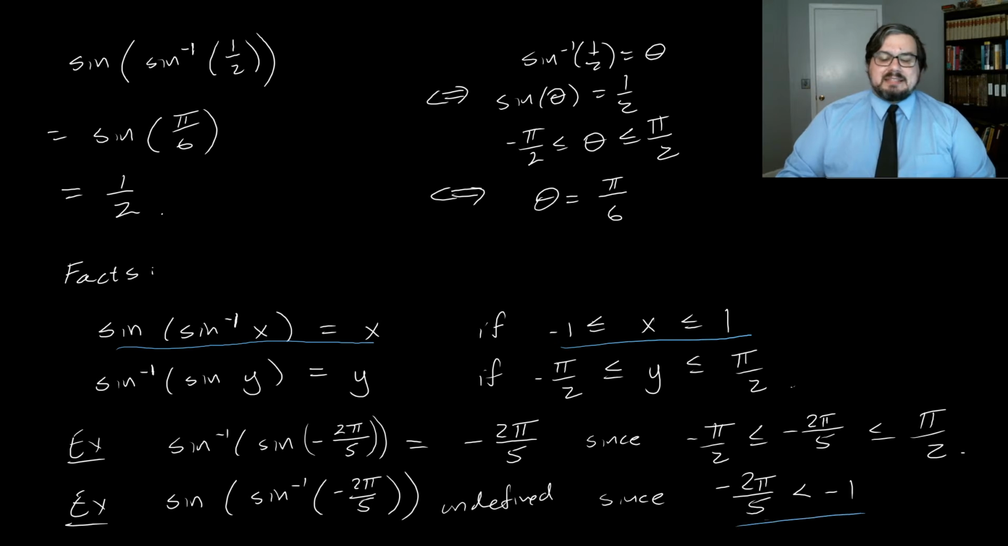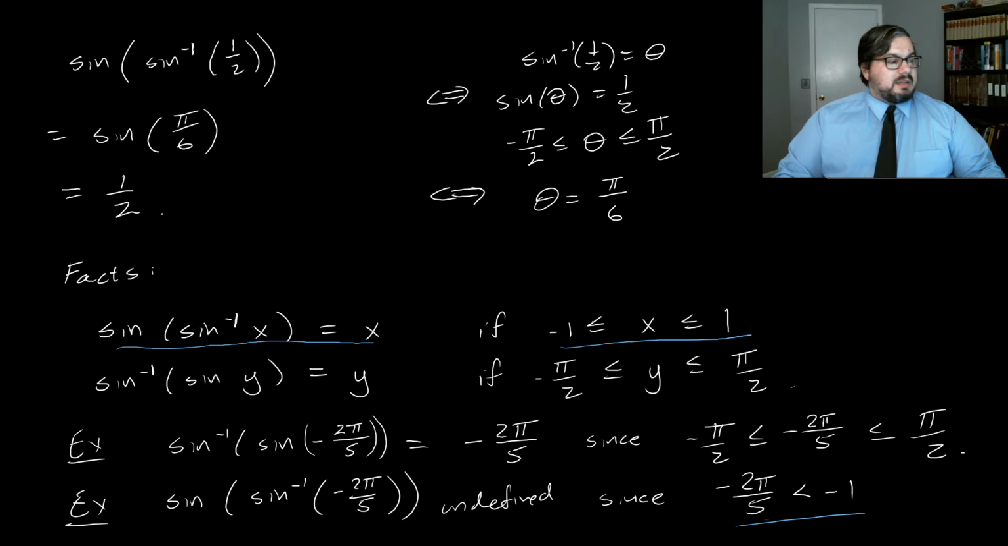An easy way to see why this is, well, first of all, you could just plug -2 pi over 5 into a calculator and see that it comes out to something less than -1. But we can also see that by the fact that we know pi is at least 3, which means -2 pi is less than -6. And so -6 divided by 5 will still be less than -1 because 5 is less than 6. So we do have to be careful about our expressions here.